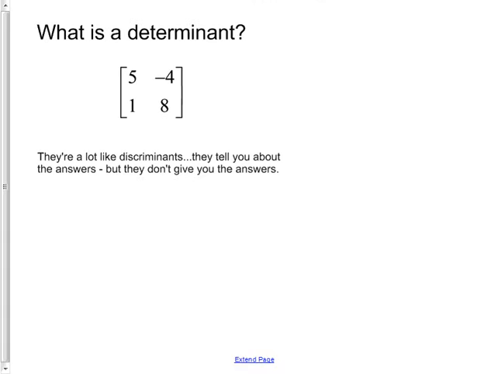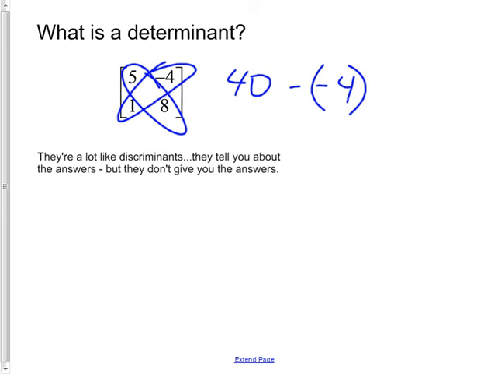All right. The next thing is called a determinant. And what is a determinant? It's simply this. You take a matrix and you go like this times this, and that's going to be 40. And you go that times that, and that's going to be negative 4. And then you add them. No, you subtract them. Sorry. Forgot for a moment there. You cross multiply the two things, and then you subtract them. 40 minus negative 4, which really means 40 plus 4, which really means 44.